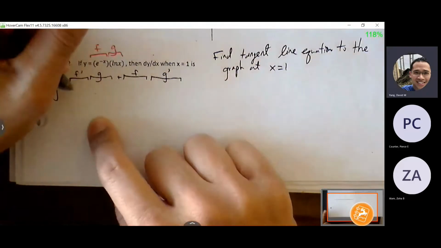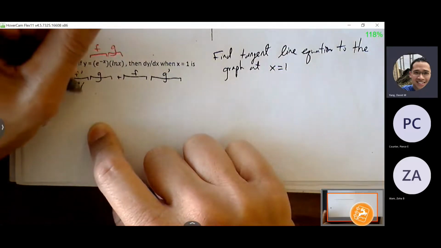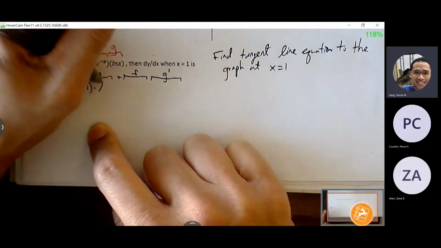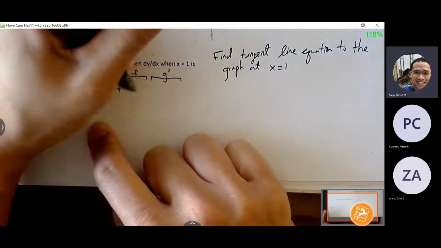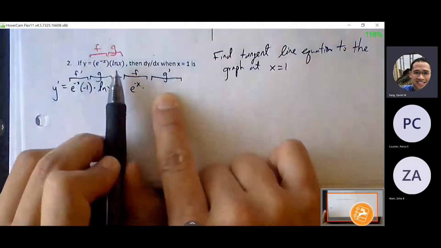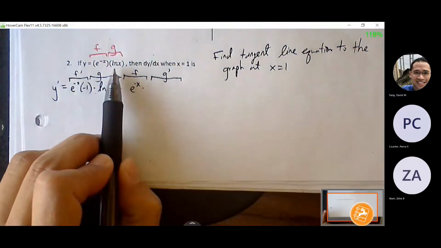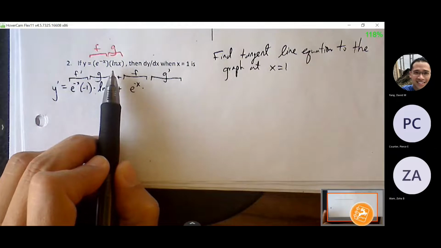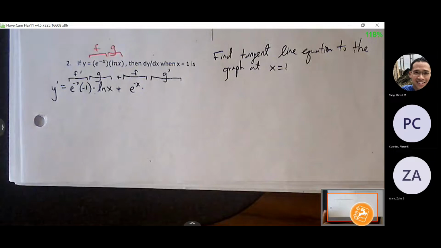E to the negative x becomes e to the negative x times -1, right? E to the u times u prime. G stays, back to f. What's g prime? Natural log of x becomes what? U prime over u, right? So what? 1 over x.